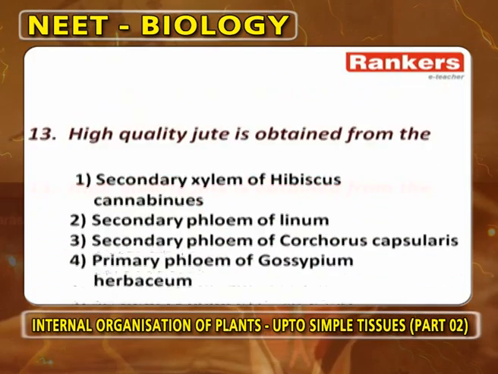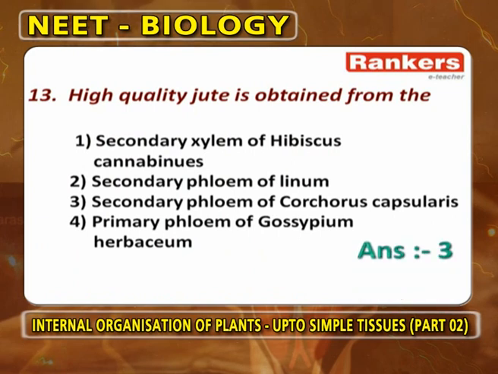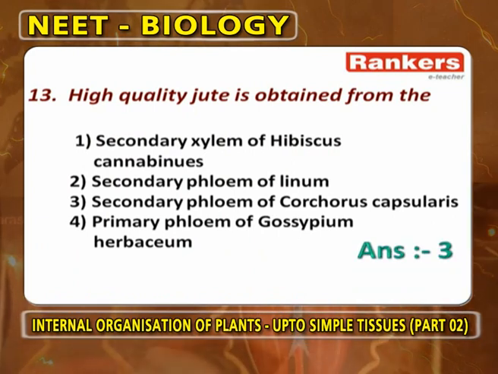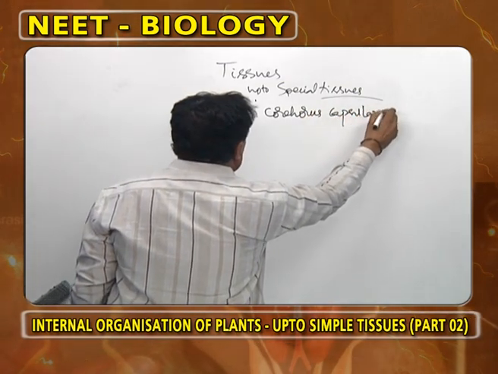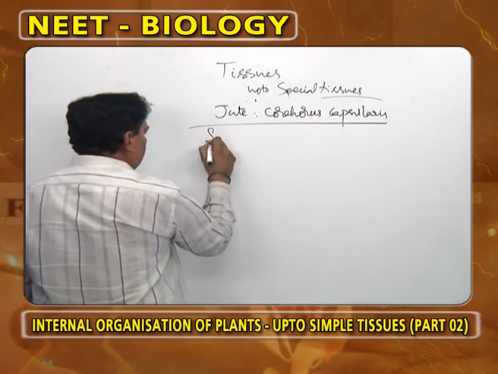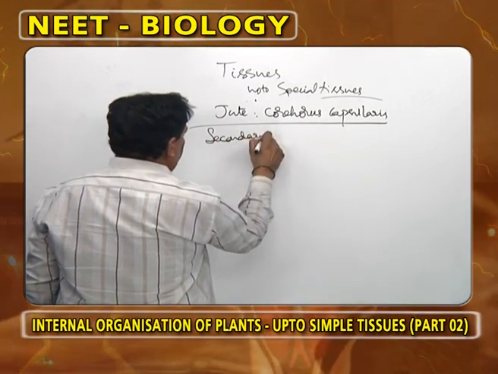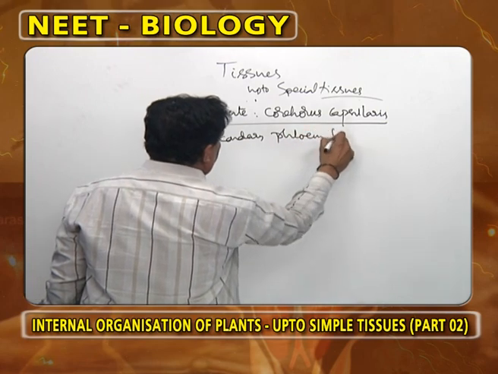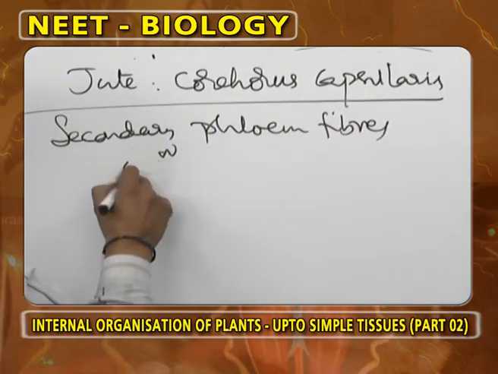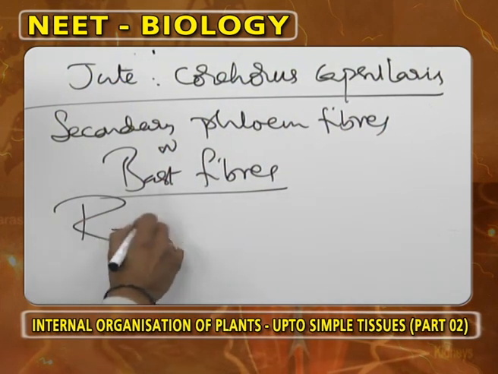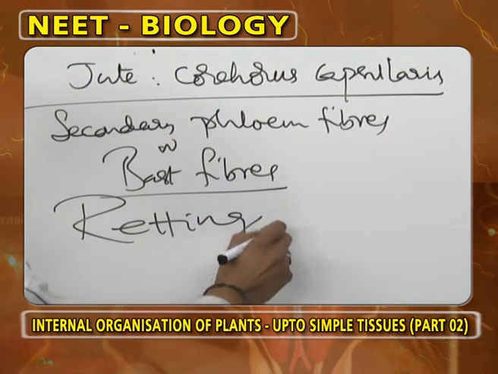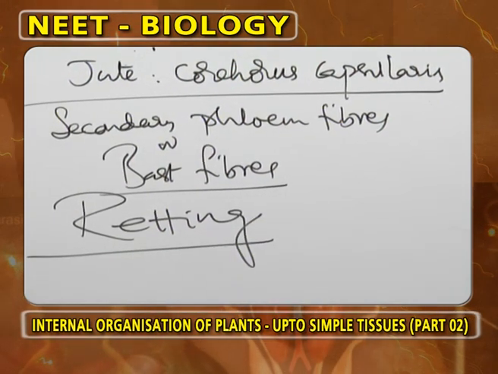Answer is 4. High quality jute is obtained from... Jute is Corchorus capsularis, which is used in making doormats, gunny bags, tarpaulins and other things. It is normally obtained from secondary phloem fibers. Secondary phloem fibers are also called bast fibers. The method of extraction of jute fibers from its plant is popularly called retting.